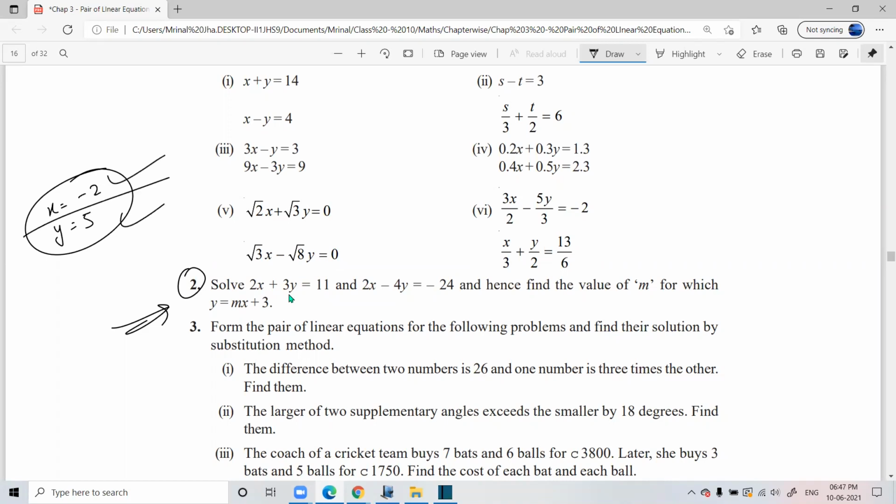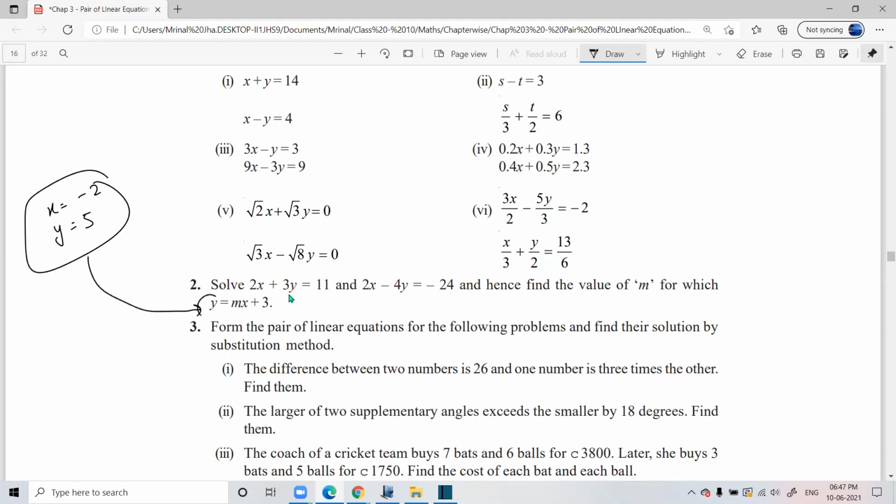Okay, so once you have your x and y value, what will you do, guys? Anyone who has solved it, tell me what we should do. Yes, just put that value over here. Instead of y, you will put 5. Instead of x, you will put -2. So m is the only thing which is missing. M is the only variable remaining over there. So it becomes a simple equation in one variable, and you can find it easily.